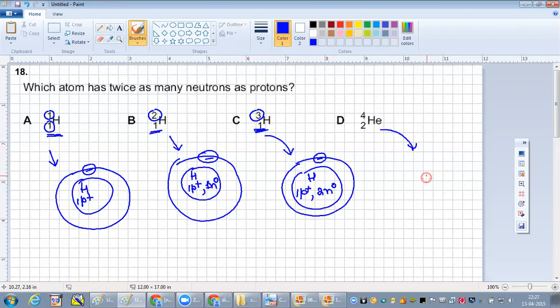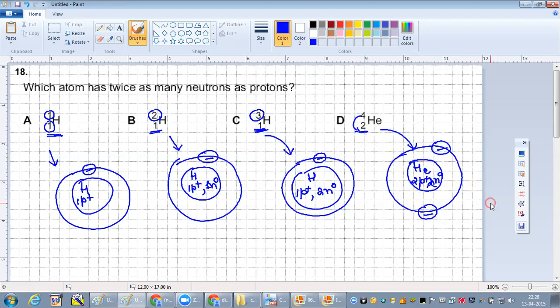The last atom is of helium. Two protons are over here. The number of neutrons will be 4 minus 2, so 2 neutrons. And of course, the number of protons equals the number of electrons, so 2 electrons.